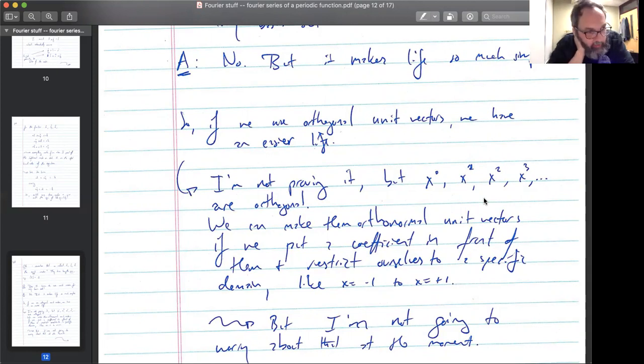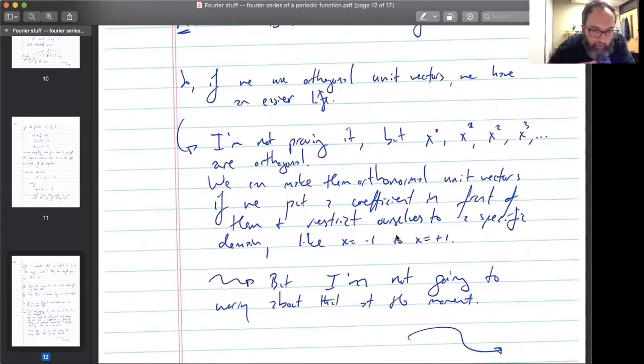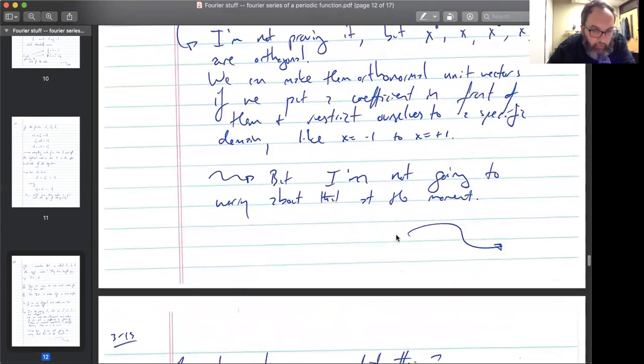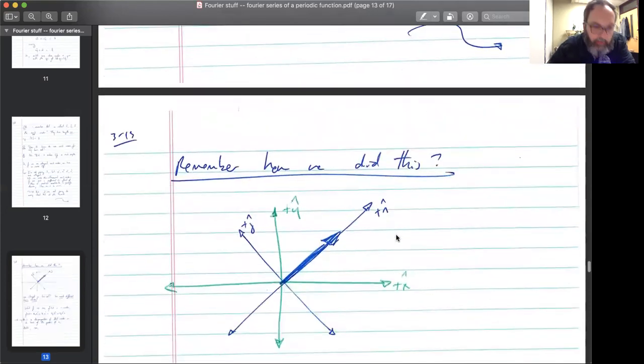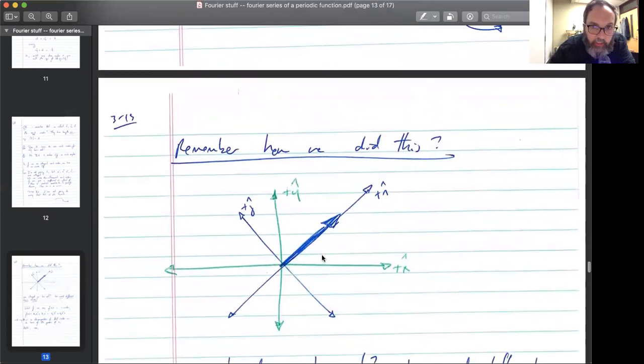And I'm not going to mess around with this. The truth is I haven't thought about it in 20 years. So I can fake my way through it, but I'm just not going to bother proving the math stuff. We could make these things orthonormal over a certain domain if we put a coefficient in front of them and restricted the way we're doing the inner products, but we're not going to worry about that at all. It's just not that important for what we're doing. So when something's not important, don't think about it rigorously.